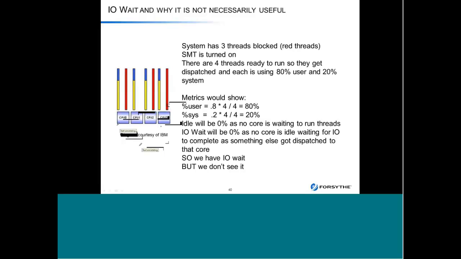Conversely, if all these yellow threads went away and I just had the 3 red threads and CPU 1 was doing nothing, I would see 75% IO wait. Because even though there's no work to run, I have 3 threads that are blocked and no other threads ready to run. So it would say, well, 75% of my CPUs are waiting on an IO, therefore you must be 75% IO wait. So IO wait only matters if there's workload waiting to run that's all blocked on the IOs.